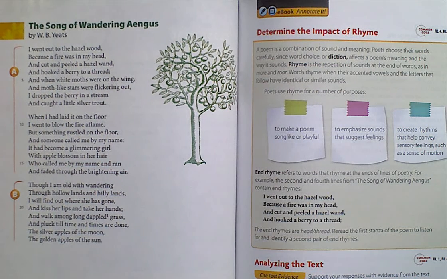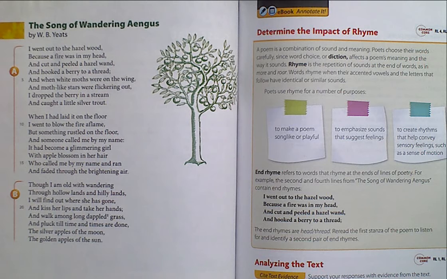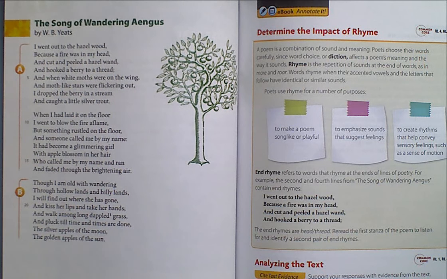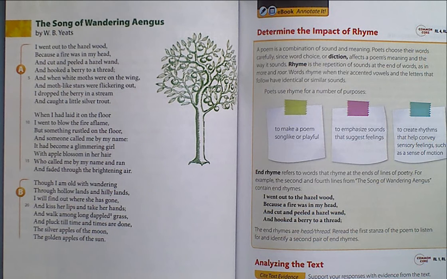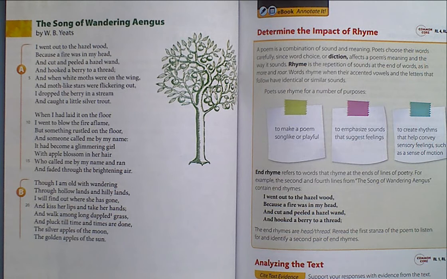So, for the last week here, we're going to look at two poems in your textbook. The first one is called "The Song of Wandering Aengus" by W.B. Yeats. This is found on page 72 in the 7th grade collections textbook. For your assignment, I'm just going to read the poem aloud, and you're just going to complete the four questions under analyzing the text on page 73.